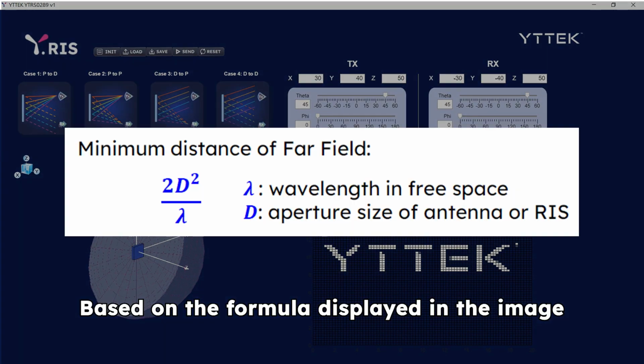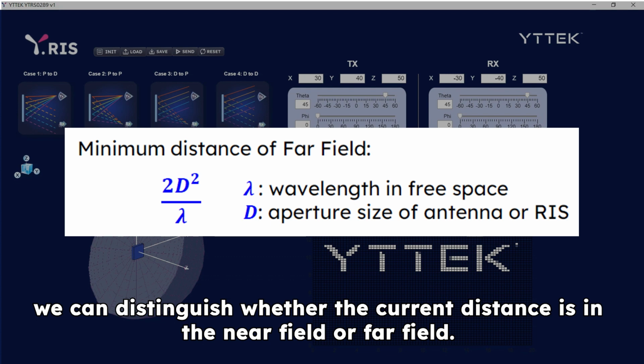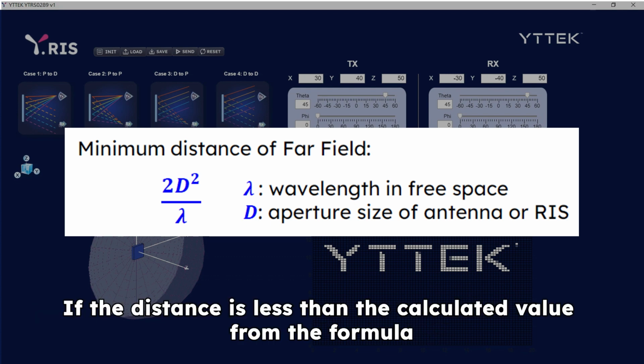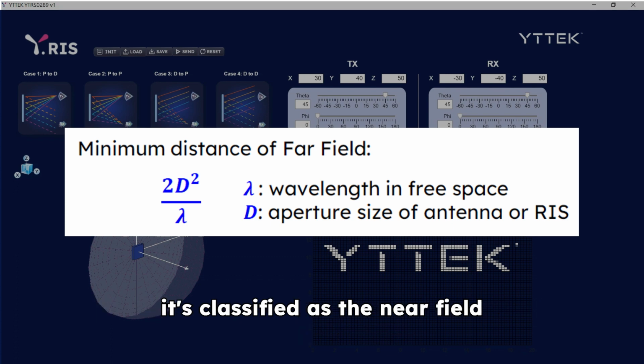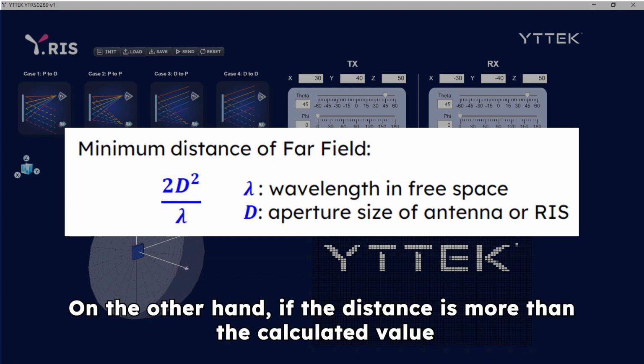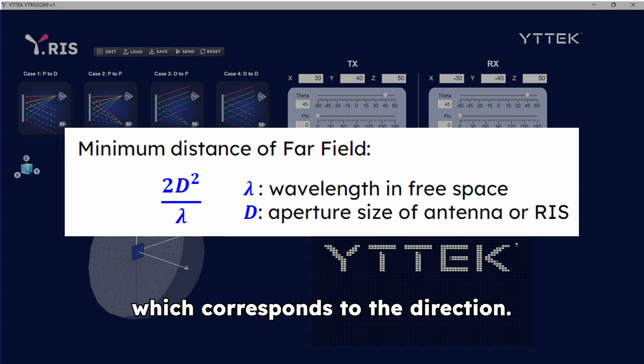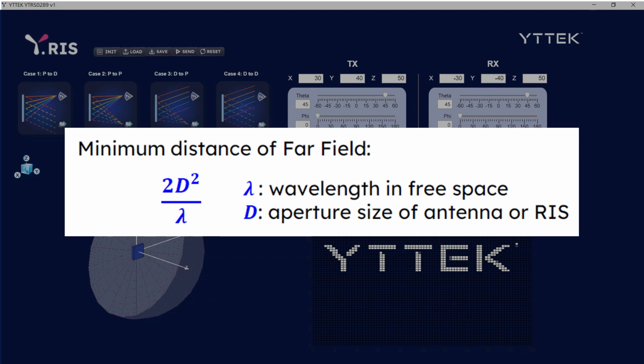Based on the formula displayed in the image, we can distinguish whether the current distance is in the near field or far field. If the distance is less than the calculated value from the formula, it's classified as the near field, which corresponds to the point. On the other hand, if the distance is more than the calculated value, it falls under the far field, which corresponds to the direction.